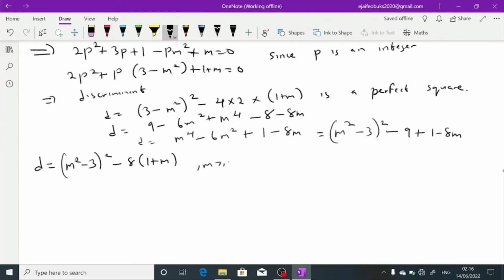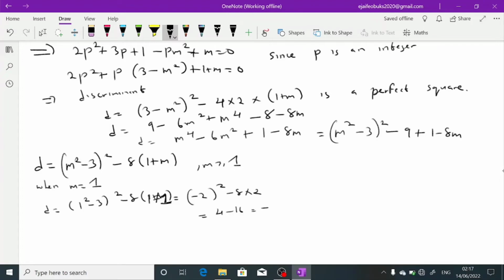M is greater than or equals to 1. So as usual, let's see. First of all, as what we did last time, when m equals 1, we're just trying to check. D is 1 squared minus 3 all squared minus 8. Okay, m is 1 in this case. This is 4 minus 4 less than 0. We can't even work with this.